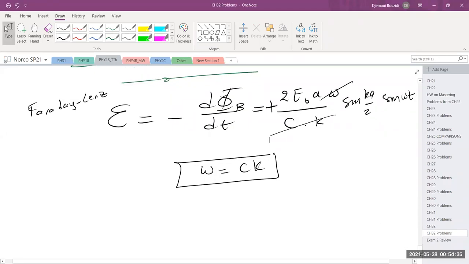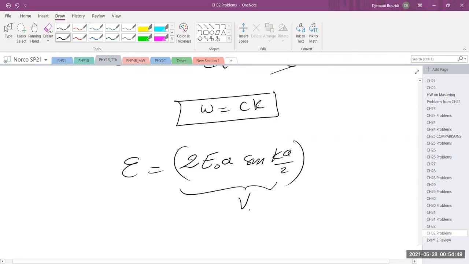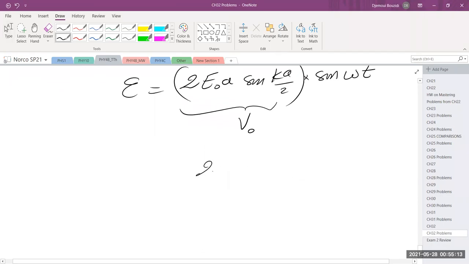And the actual expression for the EMF is going to be epsilon equals 2 times E naught A times the sine of Ka over 2. This whole thing is just the amplitude of the voltage. So this is V naught, if you wish, times the temporal behavior, which is just the sine of omega t. So we have found everything now for this problem. Okay. So this is like an alternating current. This is its V naught, and the omega is this one. So we have its V naught, which is everything in here. V naught is 2A times E naught times the sine of Ka over 2, and this is V naught. This is the maximum voltage.